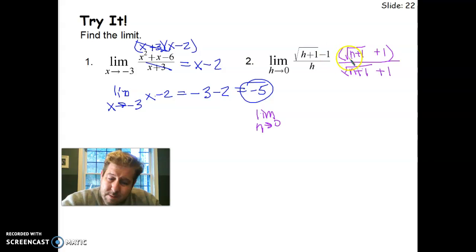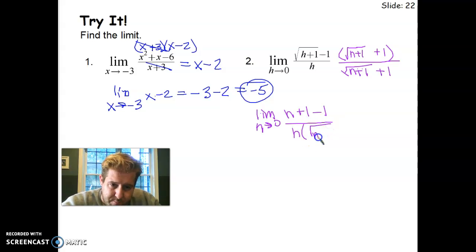So now let's figure this out. So this times this basically turns into just h plus 1 because the square roots and squareds cancel out. Negative 1 times 1 is also negative 1, over. So we have h already times the square root of h plus 1, plus 1. All right, now the plus 1 and the minus 1 cancel, and the h's cancel. So you're now left with 1 over the square root of h plus 1, plus 1.